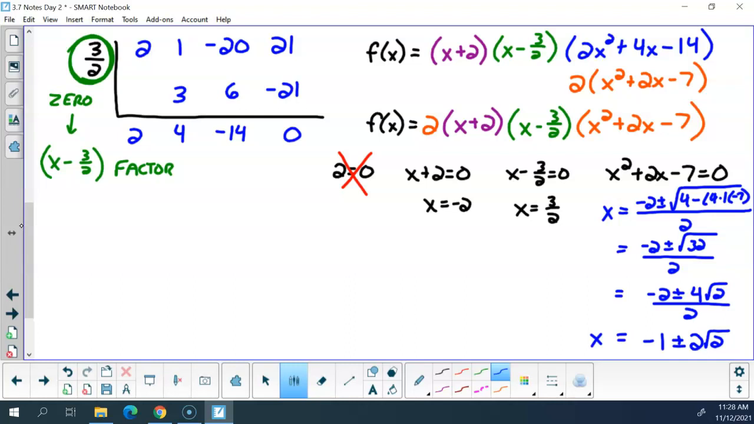How did I get 32? That's a great question. I'm glad you asked. Inside it's b squared, so that's 4 minus 4 times a times c. 4 times 1 times negative 7, right? So it's 4 minus negative 28, which is 32.